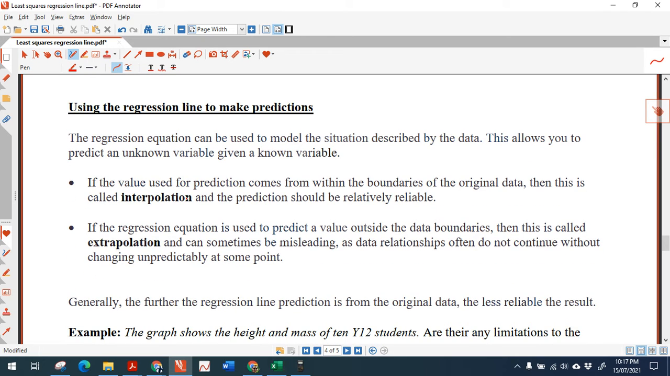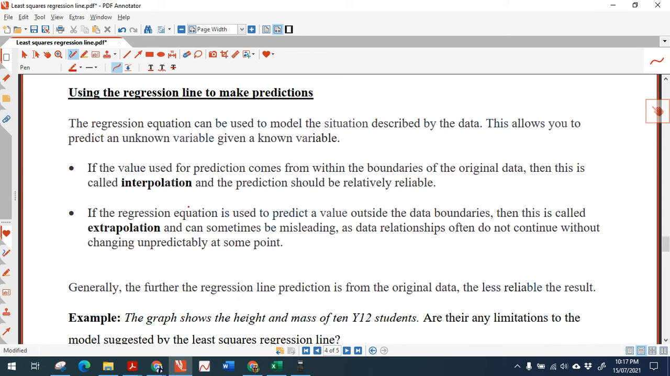Now, using the regression line to make predictions. Well, that's obviously the main purpose. The regression line, the regression equation can be used to model the situation described by the data. This allows you to predict an unknown variable given a known variable. Now, when they're talking about predict, they're talking about interpolation or extrapolation. Okay, so you're basically choosing values which lie on the line of best fit, which may not be part of your original data set.